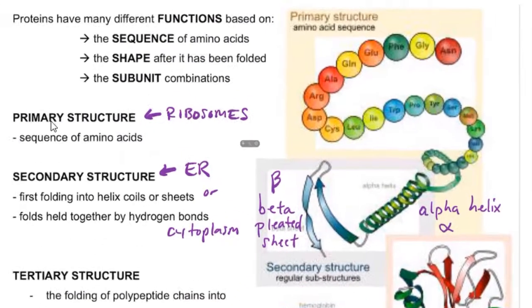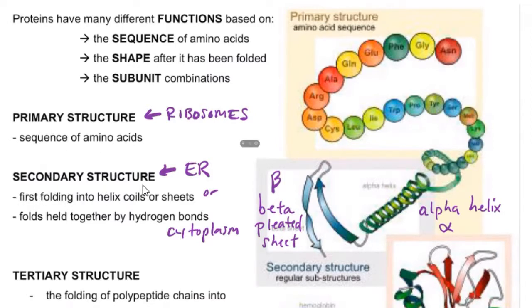So the primary structure is done by the ribosomes. You have ribosomes sticking them together. So the ribosomes are responsible for making those peptide bonds, for taking the amino on the one side and the carboxyl on the other and removing the water. That's the job of a ribosome. So the primary structure then is the sequence of amino acids.